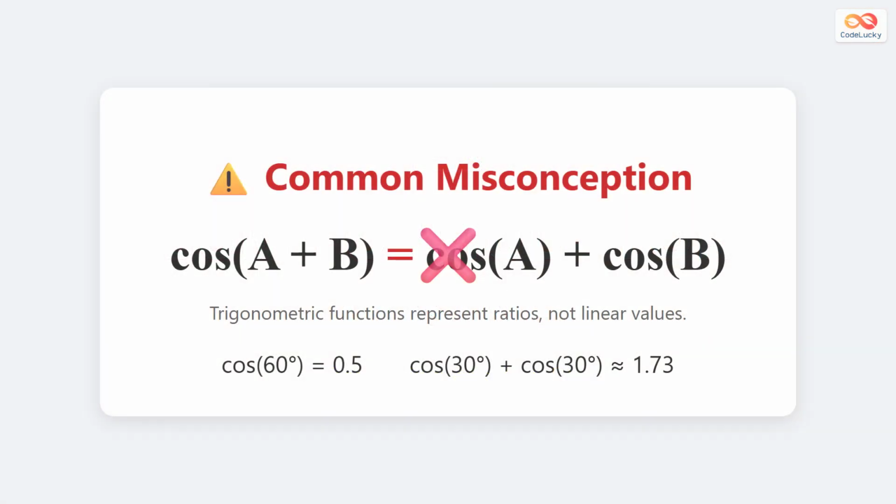Before we see the correct formula, let's address the most common mistake students make. Many assume that cosine of a plus b is simply equal to cosine of a plus cosine of b. This is incorrect. Trigonometric functions are not linear, so you cannot just distribute the function like you would with multiplication. For example, cosine of 60 degrees is 0.5, but cosine of 30 plus cosine of 30 is about 1.73. They are clearly not equal.